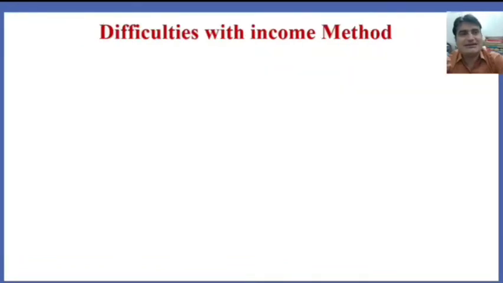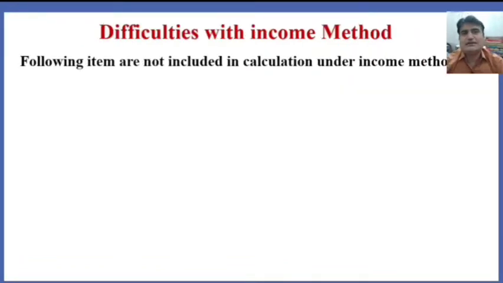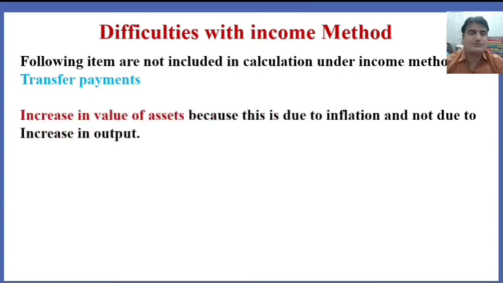What are the difficulties with the income method? The following items are not included under the income method. What are those items? They are the transfer payments. Transfer payments are not included. As we know, transfer payments are gifts or grants from the government in the form of pensions or old age benefit funds, against which no exchange of goods is taken or no other economic activities performed.